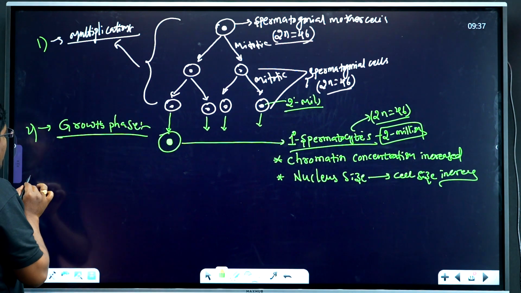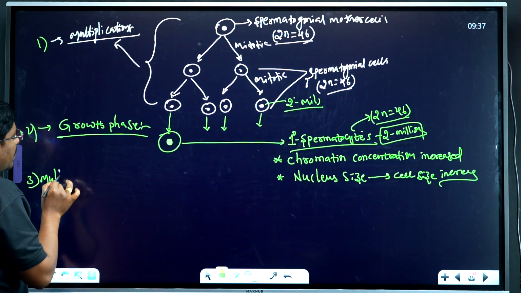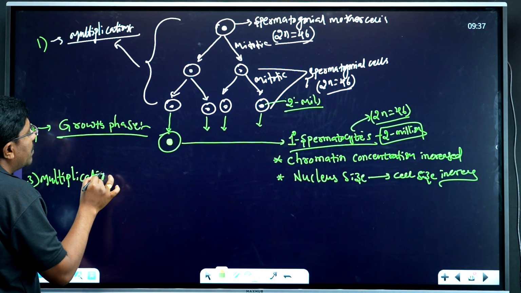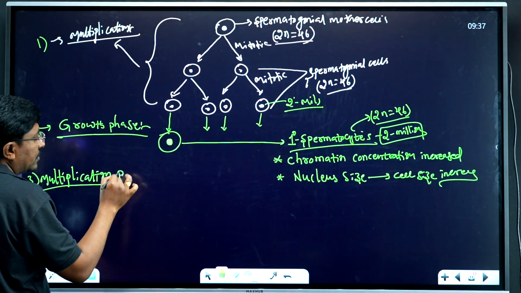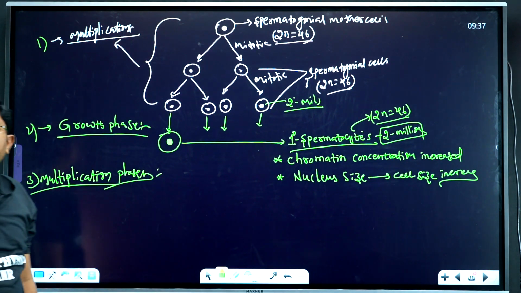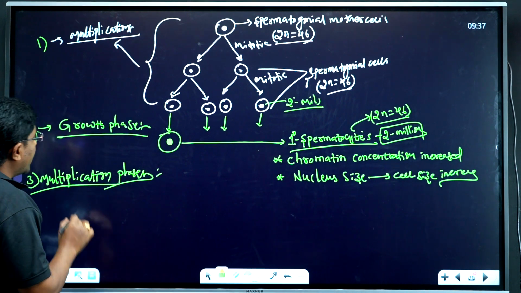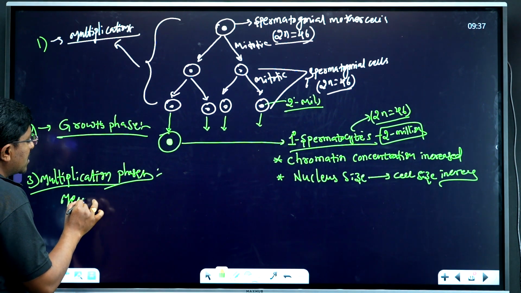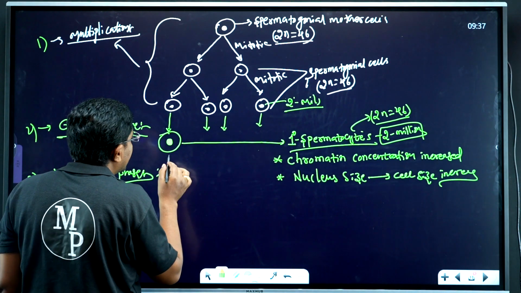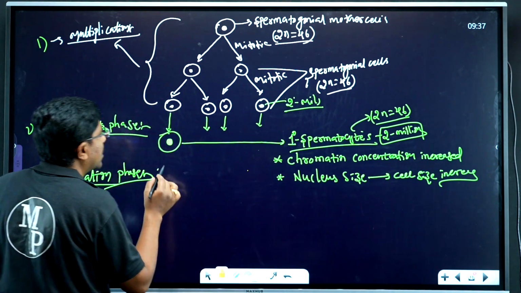Now the primary spermatocytes enter into the third phase, that is the maturation phase. What happened in this phase? Here the meiosis process continues. See what happened in this meiosis process. Important functions are there.